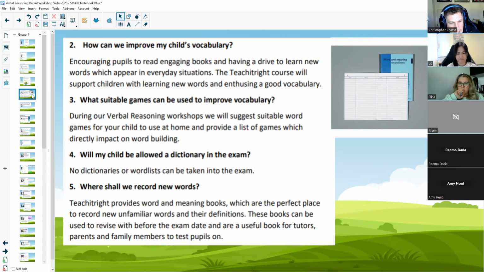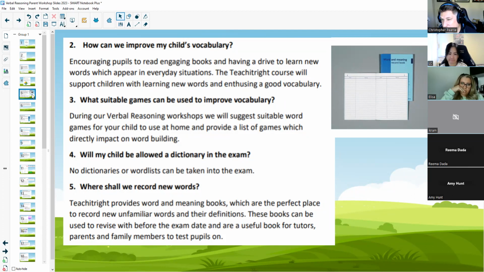One of the questions we also get asked is, will my child be allowed a dictionary in the exam? Unfortunately not. Obviously, they can't take in a dictionary into the test itself. Interestingly, dictionaries do raise quite a few questions, actually. I think for children nowadays, modern technology means that if they don't know a word, they're going to check it on the computer, check it on the iPad, and get that instant gratification, I suppose, about what a word means.